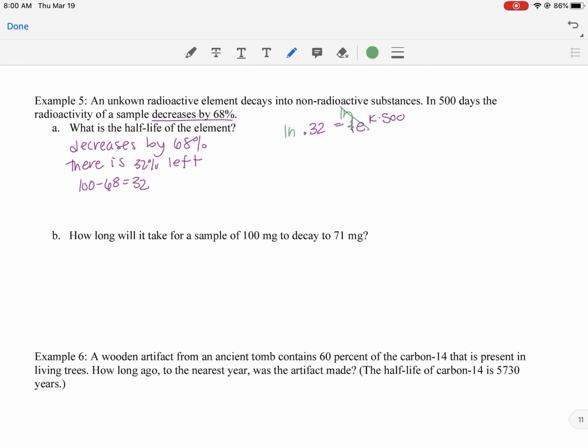So if I'm trying to solve for k, I'm just going to do the natural log of both sides. So natural log of 0.32 equals k times 500. Let's divide both sides by 500. This time I'm actually going to leave k as this value, natural log of 0.32 over 500, because there are sometimes in the homework where it doesn't tell you to round k, in which case I would leave it exact, otherwise you'll get a slightly different answer.